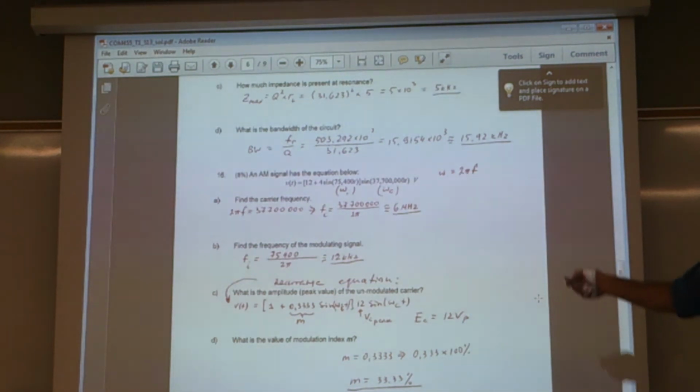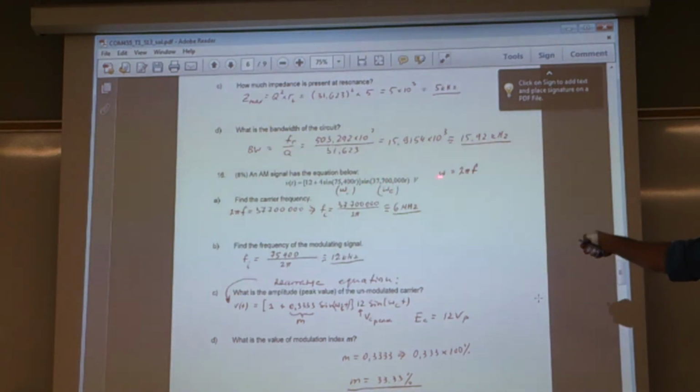This is omega, this is omega. Omega equals 2 pi f. From this 2 pi f, you can find your frequency. Just put that number, divide by 2 pi: 6 megahertz. Same thing, put this number, divide by 2 pi: 12 kilohertz. If you got these numbers, good. If you suddenly got stuck here because you have no idea what this means, sorry, blame your ECR performance.